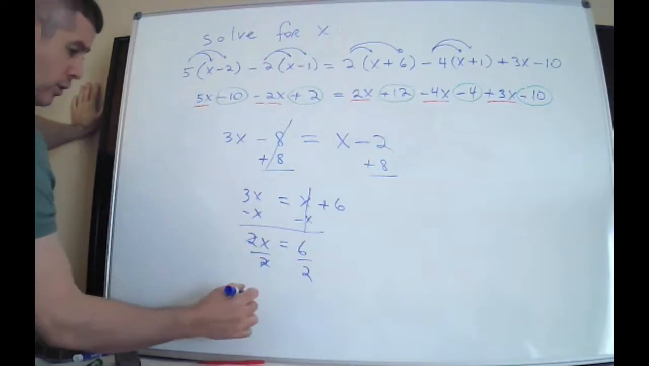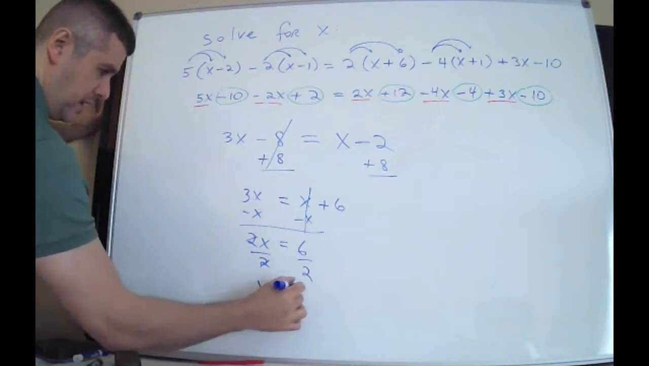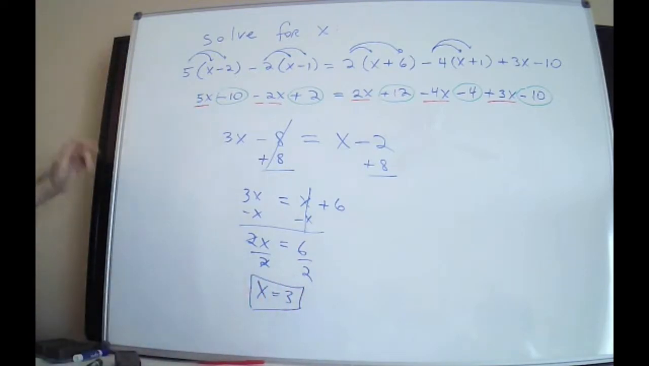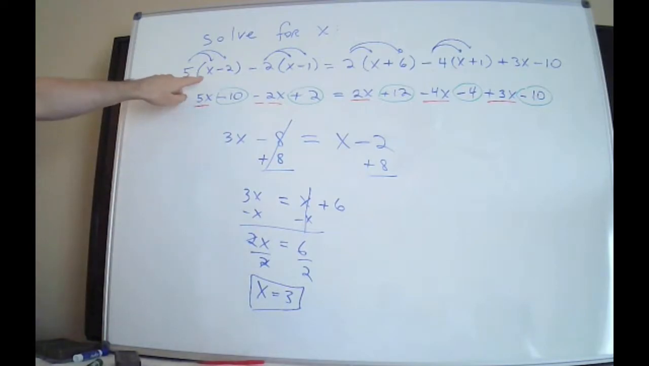2's cross out and give you a 1. 2 divided by 2 is 1. 6 divided by 2 is 3. Should you attempt to check this? No. Don't you even dare to try to.